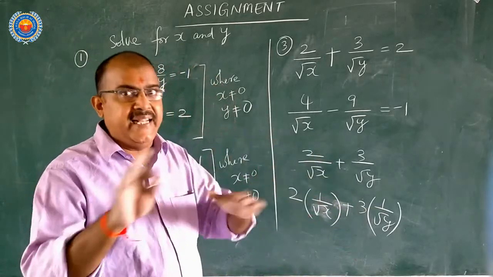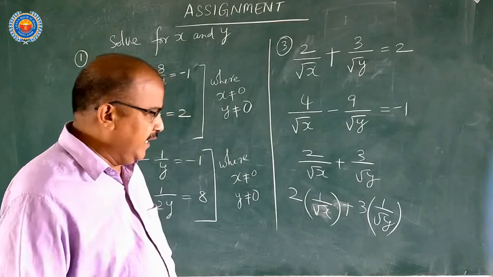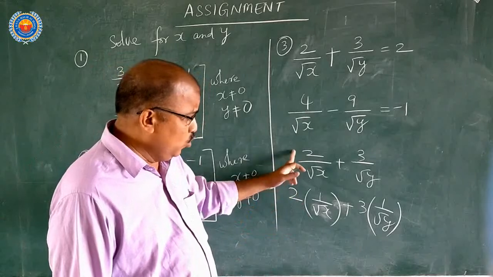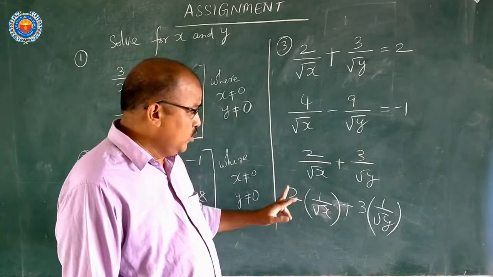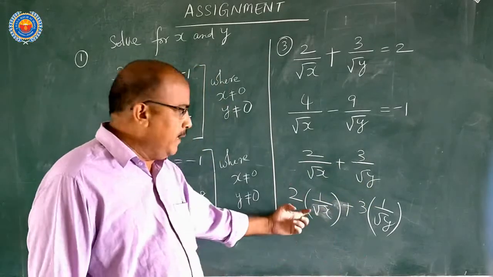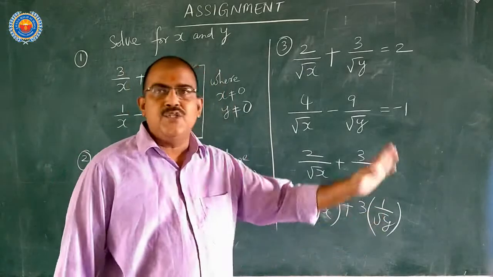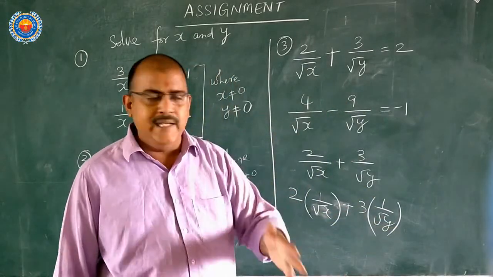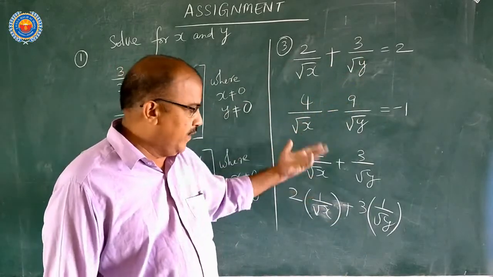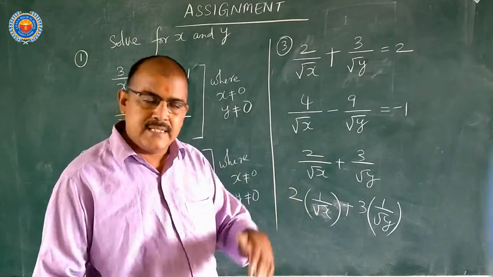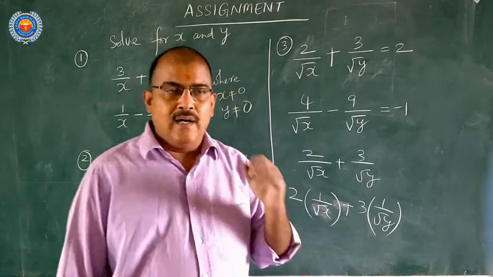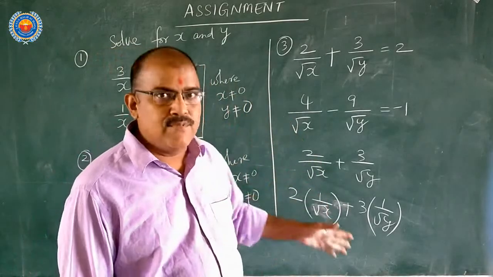Finally you have to go for squaring. Try, you know very well. Better you try this sum. 2 by root x is nothing but 2 into 1 by root x, plus 3 into 1 by root y. Let 1 by root x is equal to p and 1 by root y is equal to q, and you can easily get the p and q values. Finally, you have to find the x and y values by squaring on both sides. By using that concept, you can try. Definitely, you can solve these 3 sums and send them to your class teacher.